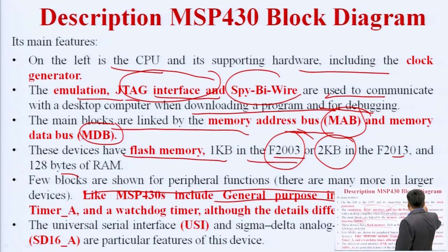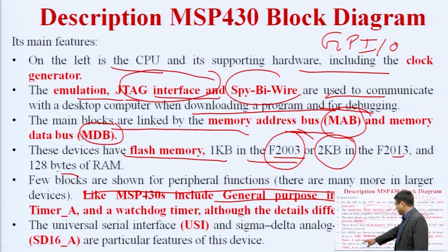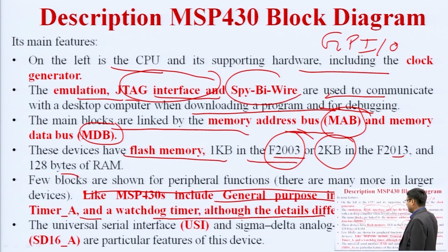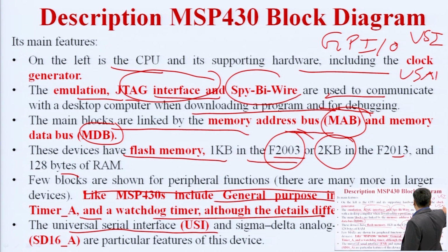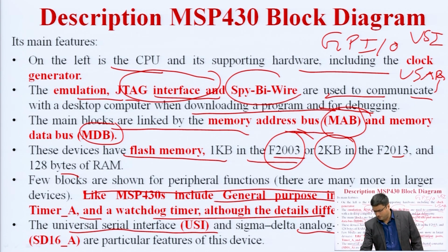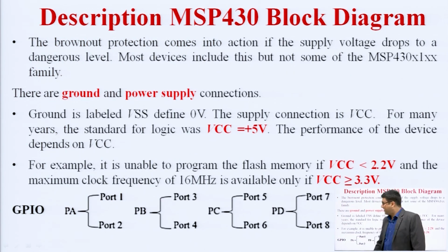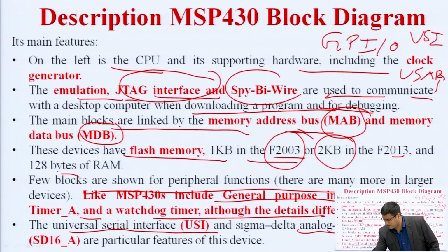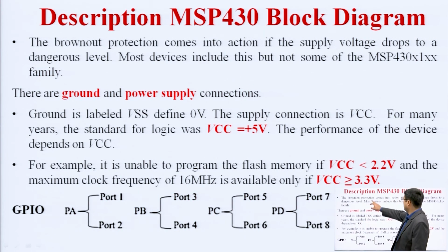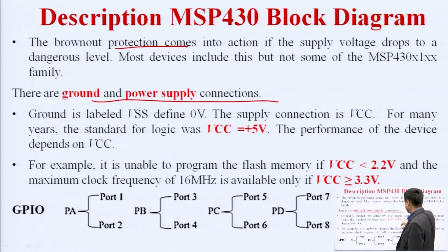It has GPIO pins, general purpose input output ports available. It has Timer A and Timer B. We have seen in our block diagram that the watchdog timer is all integrated on the same chip. Universal serial USI pins are available, and USART is available in the MSP430 microcontroller. ADC and DAC converters are also available. We have already seen the logic of the brownout protection circuit in our MSP430. Ground and power supply connections are also available.